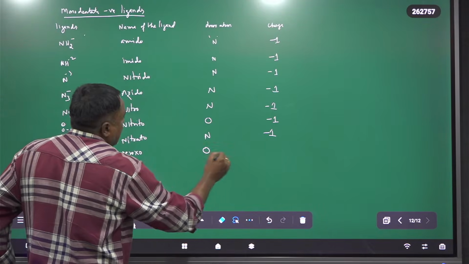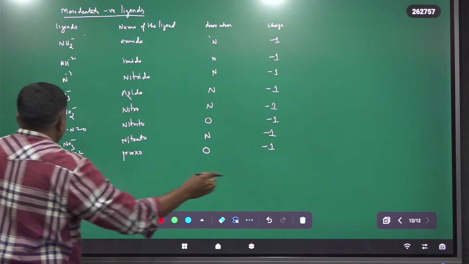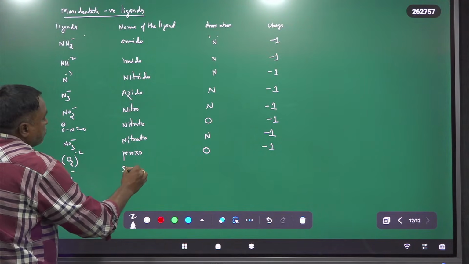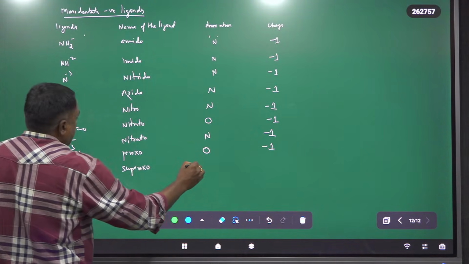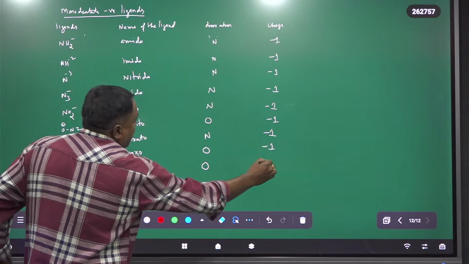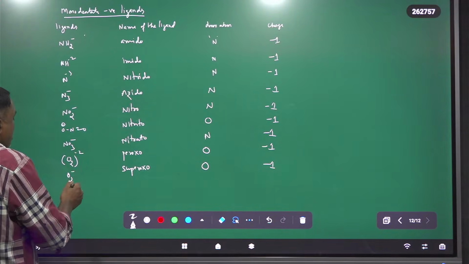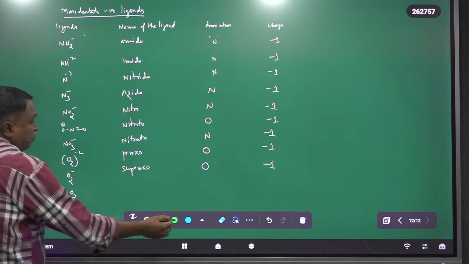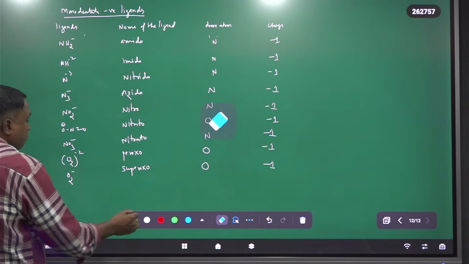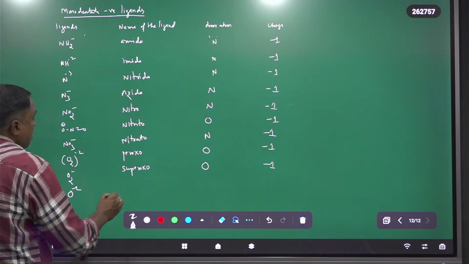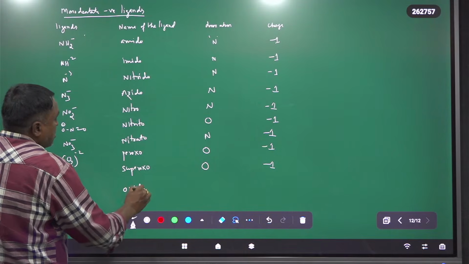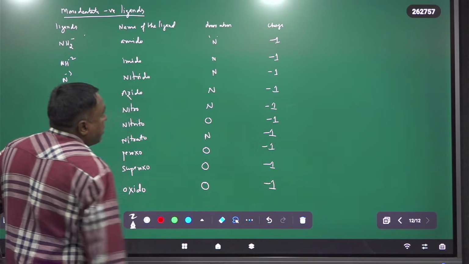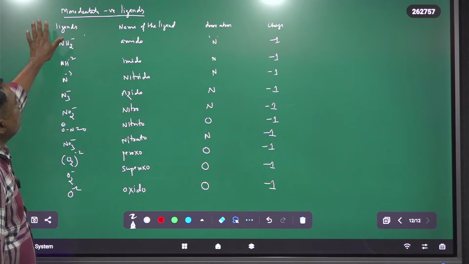In peroxo, oxygen is the donor atom and it is a monodentate negative ligand. O2 minus is superoxo. Here also oxygen is the donor atom and it is monodentate negative. And O 2-, this is the oxido. Here oxygen is the donor atom and this is also a monodentate negative ligand. So all these are under monodentate negative ligands.